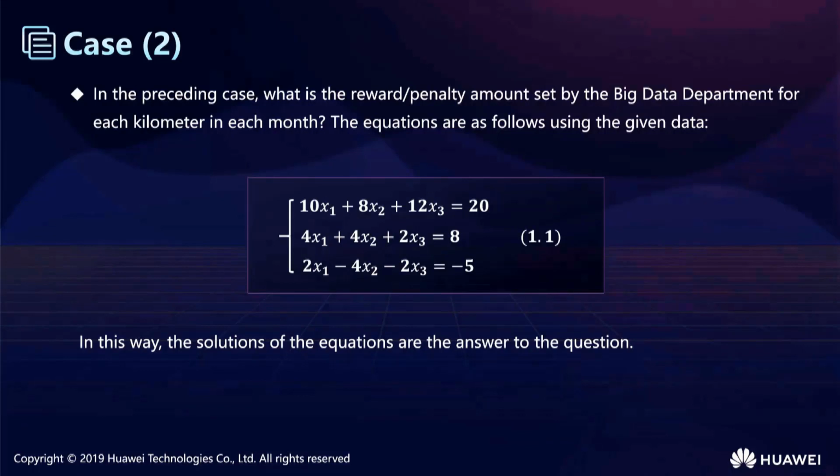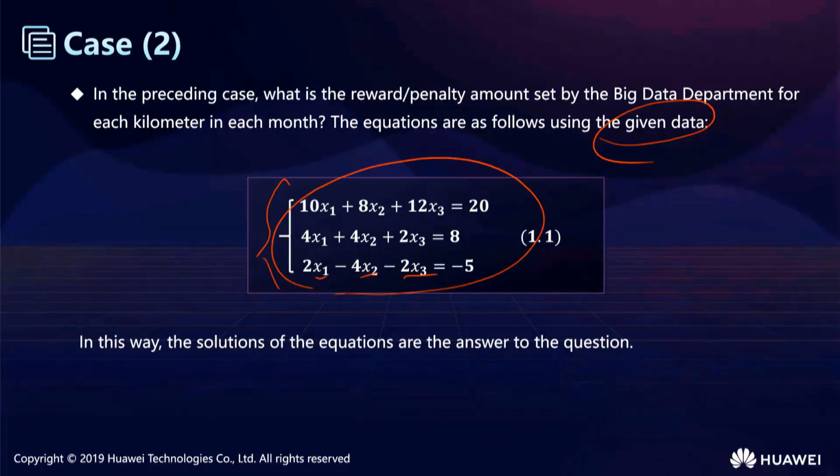In the preceding case, what is the reward or penalty amount set by the Big Data Department for each kilometer in each month? The coordinates are as follows, using the given data. You will build these equations to solve for x1, x2 and x3, and calculate them one by one. In this way, the solution of the equations is the answer to the question. But how do we use linear algebra to solve these problems?